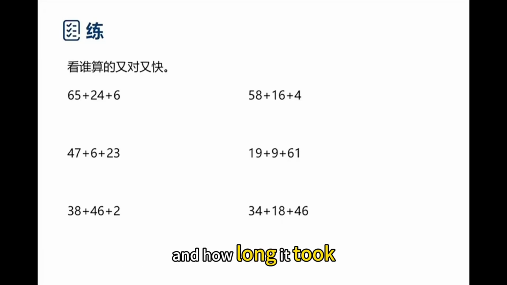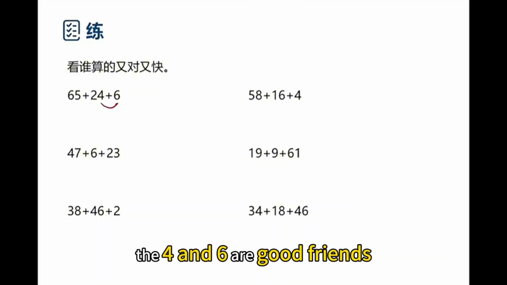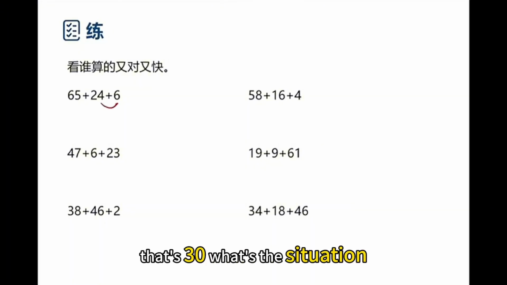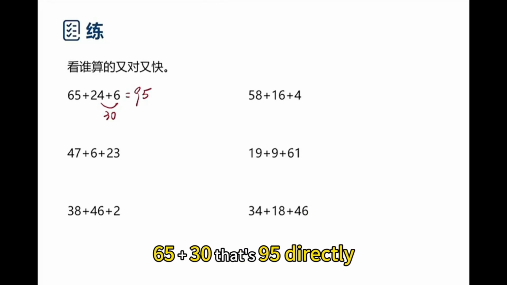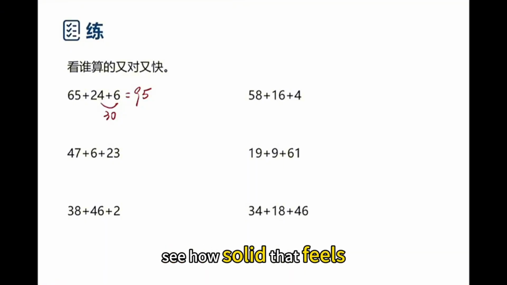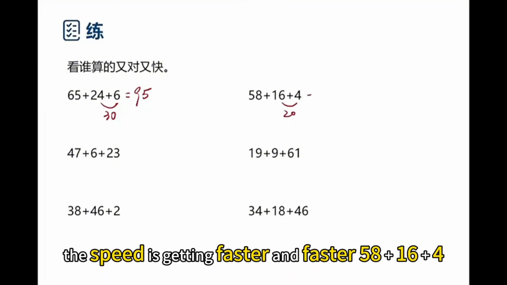You look at 65 plus 24 plus 6. Don't even ask. The 4 and 6 are good friends. 24 plus 6, that's 30. What's the situation? No, that's not 36. That is 30. 65 plus 30, that's 95 directly. See how solid that feels? Okay, let's continue. The speed is getting faster and faster.